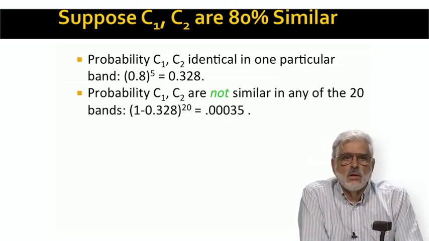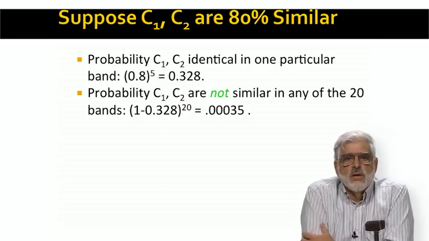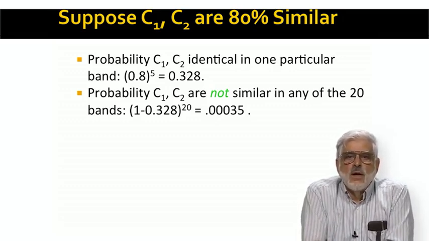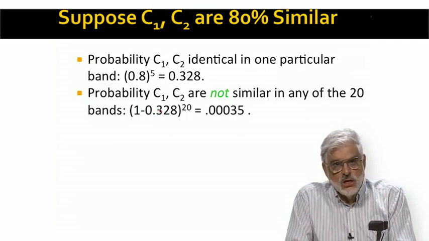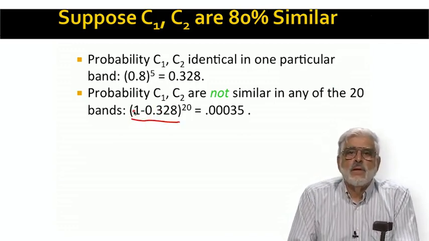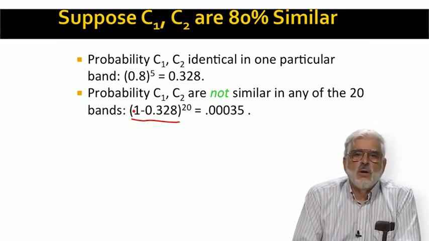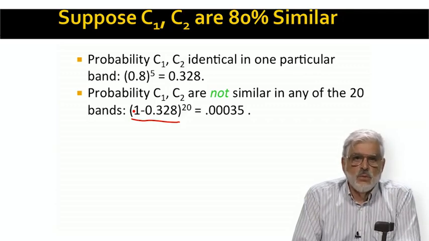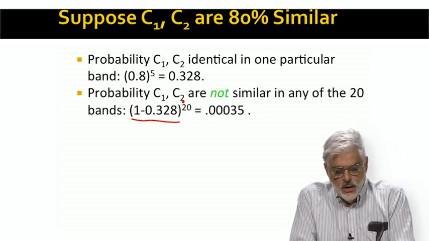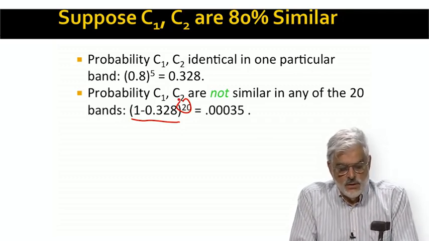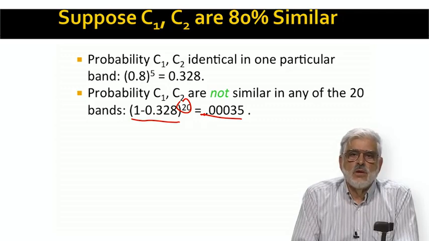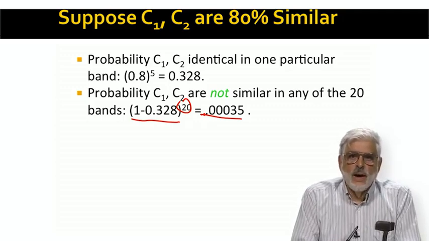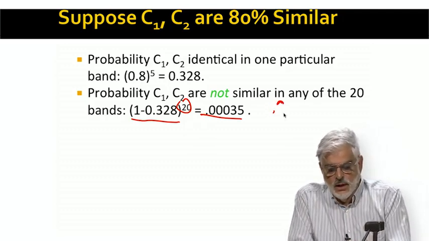That's not a very high probability. But we have 20 chances to make the pair of columns a candidate pair. The probability that they do not hash to the same bucket in one band is 1 minus 0.328, or 0.672. But the probability that the columns fail to hash to the same bucket for any of the 20 bands is that value, 0.672, raised to the 20th power, which is a tiny number. It's actually 0.00035. The chance that pair C1 and C2 will be a candidate pair is 1 minus that, or 0.99965.